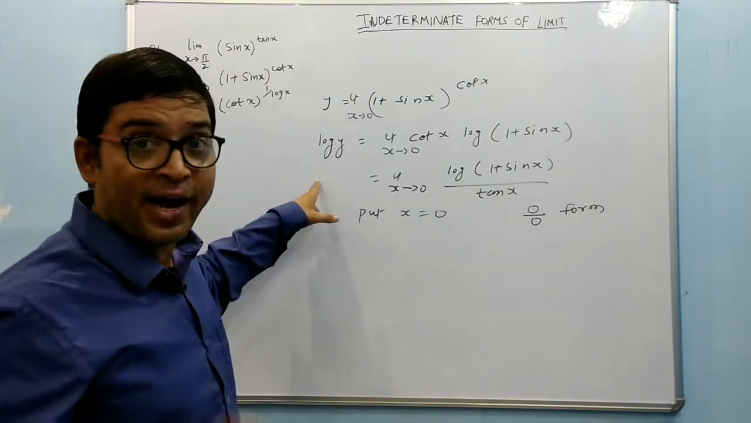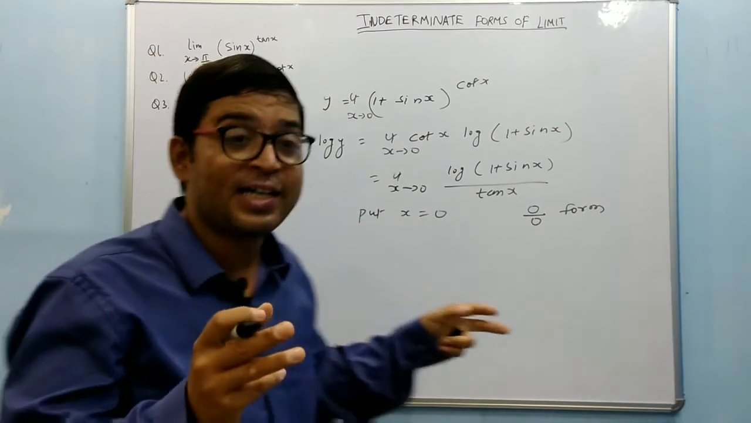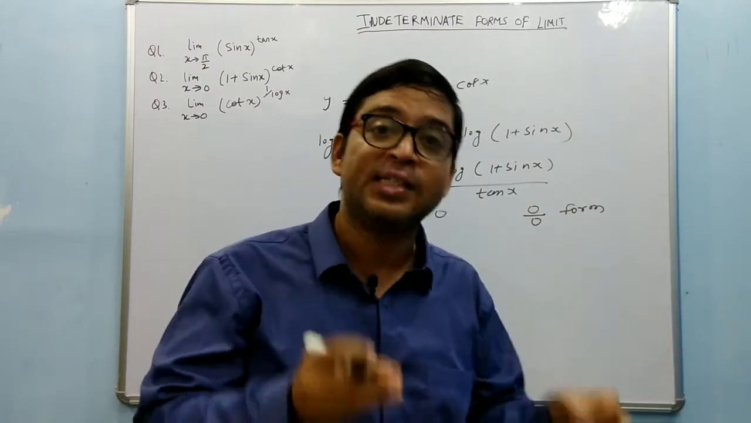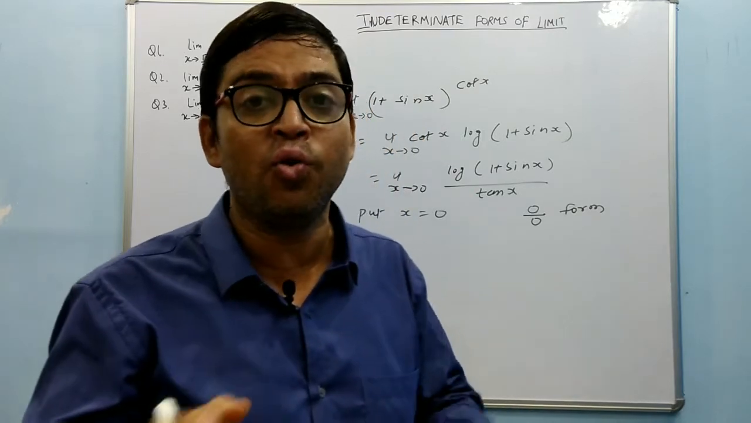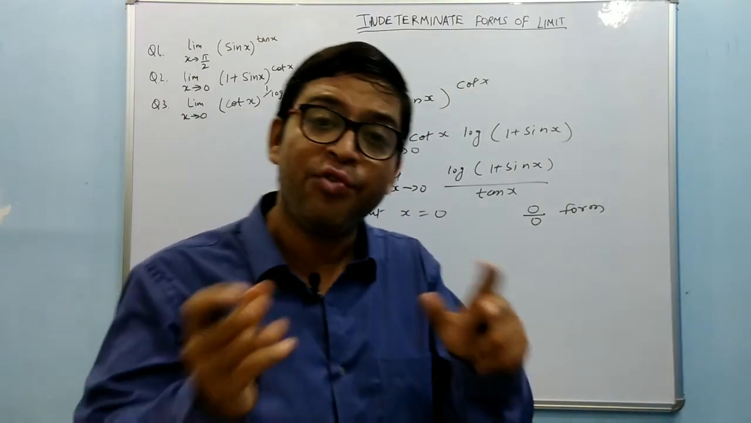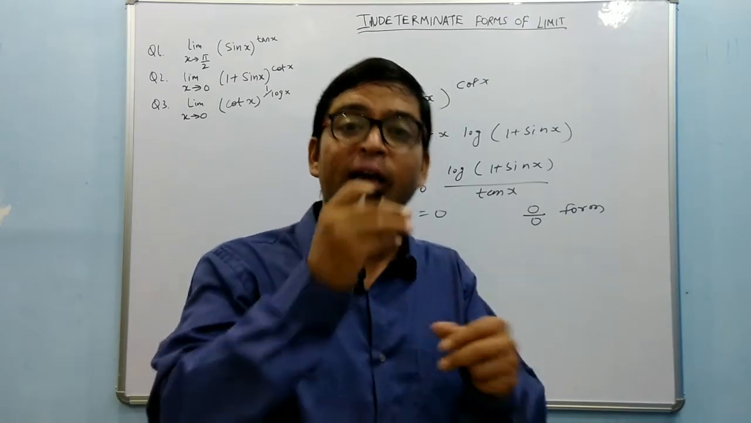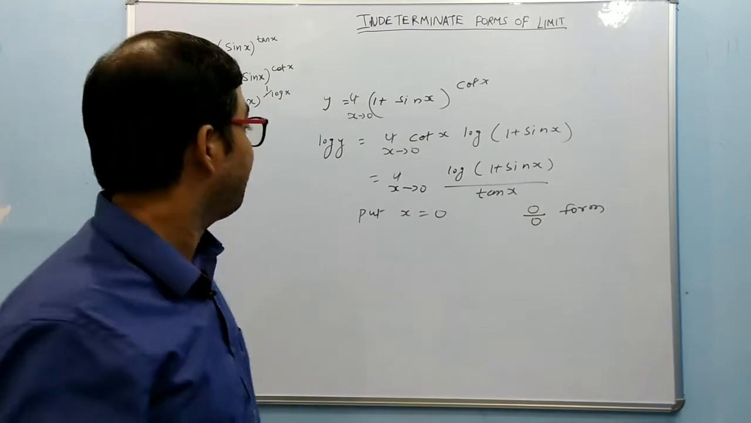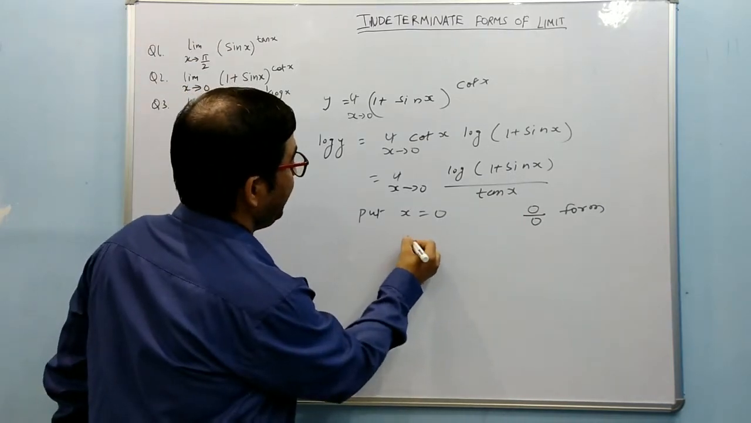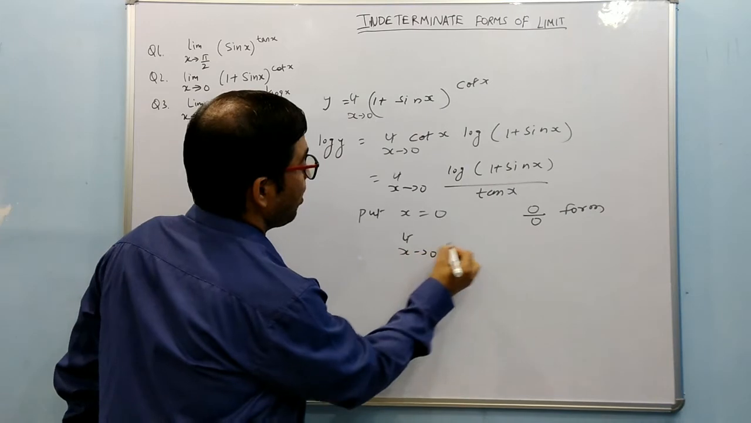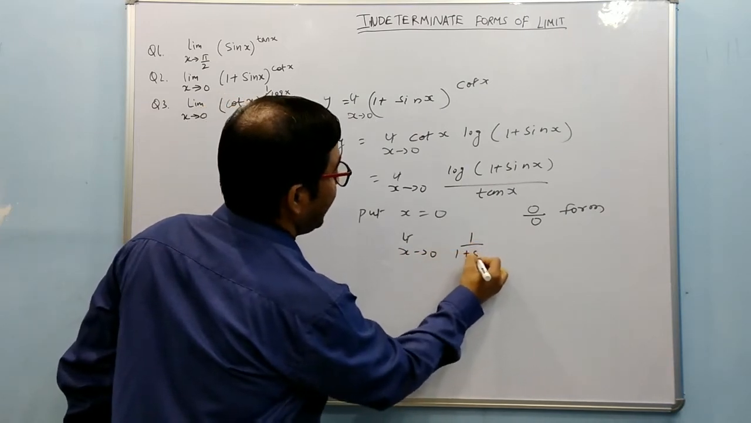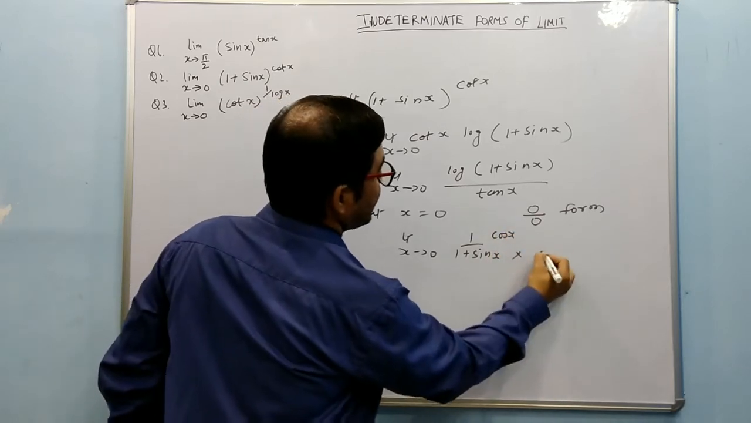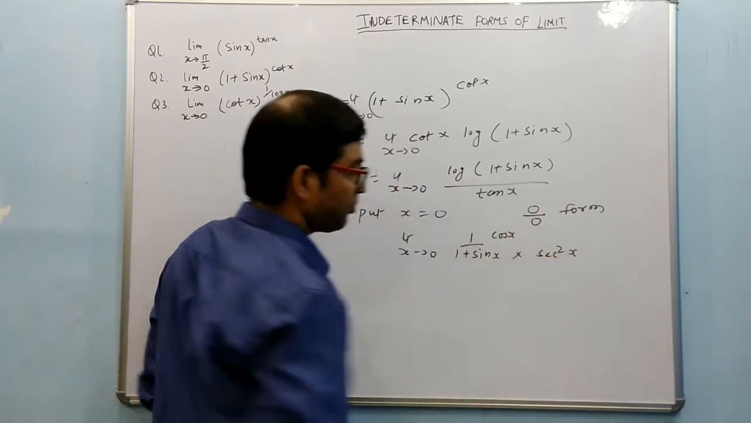Never differentiate this thing. I have seen students take that as differentiating both sides. No, this is not differentiating both sides. This is just the application of L'Hospital rule, and wherever the conditions are met, we are differentiating there only, not this side. This will be log y all the time. So it will be limit x tends to 0, 1 by (1 plus sin x) into cos x into tan x, giving sec square x.